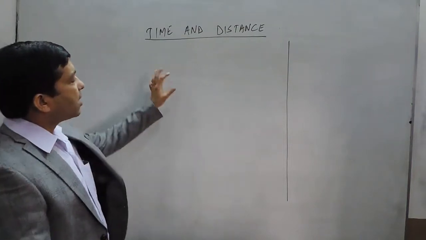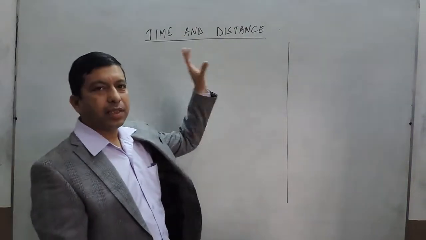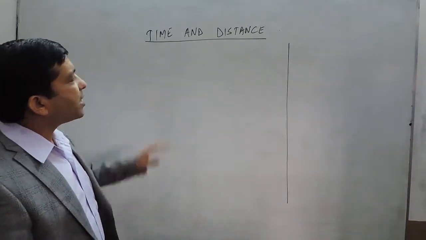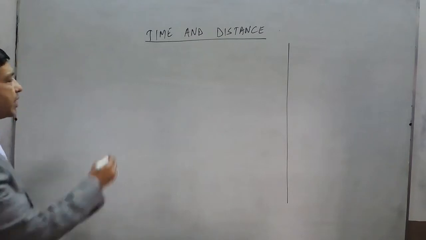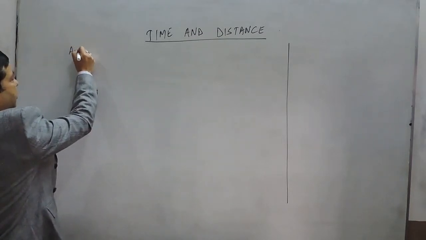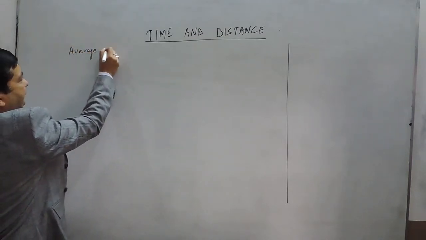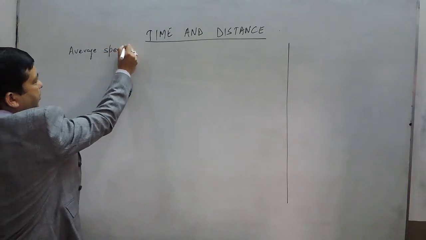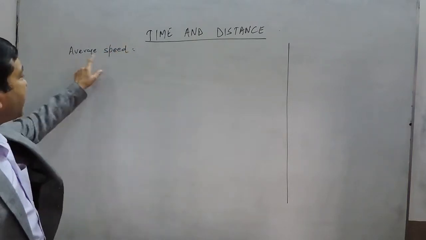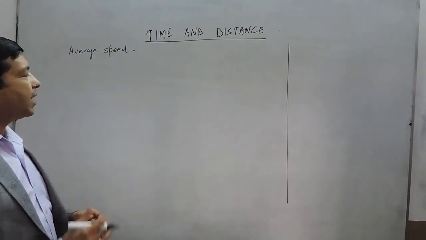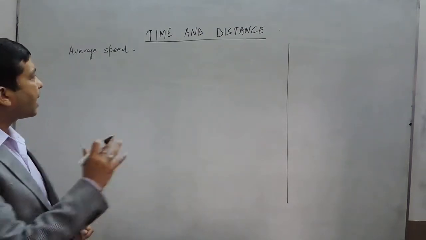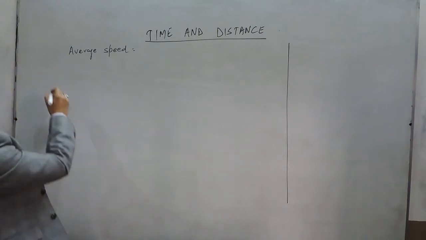Hello everyone, as we already discussed about speed in the first video, in this video we are discussing the two different types of speeds. The first term is basically the average speed. From the term average speed, it looks like whatever the speeds are, if we find the average, that comes out to be the average speed.